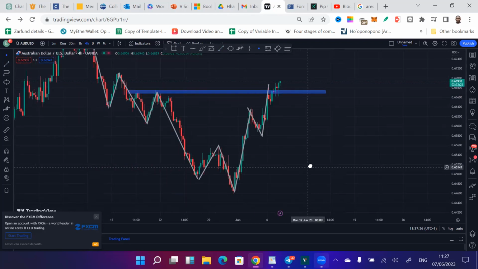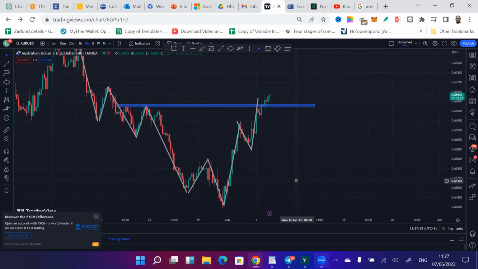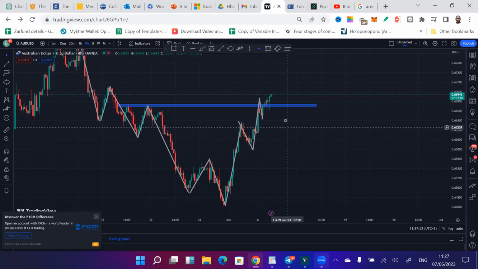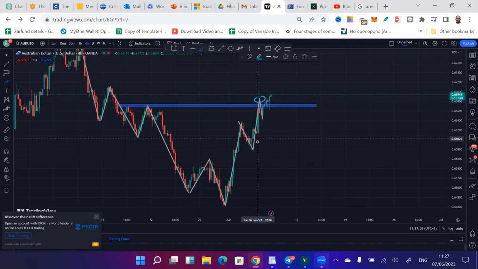So you see the swings I've drawn now. Then look at this. From here now, it came down to this place before going up again. Okay, so the most recent one, right now, this here, is a swing. This is a swing high, this is a swing low.